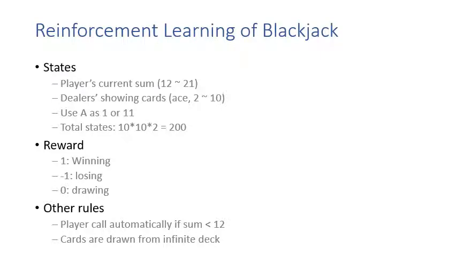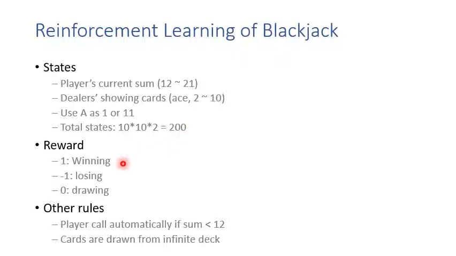Now let's formulate blackjack as a reinforcement learning problem. The states are, first, the player's current sum from 12 to 21. So that's 10 states. The second is the dealer's showing card, which can be Ace or from 2 to 10. So it's also 10 states. And we can use the Ace as 1 or 11, so there are two different states. The total states are 10 multiplied by 10 multiplied by 2 equals 200, so the total is 200 states.